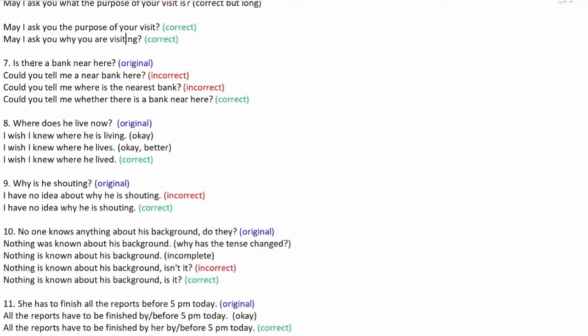Number 7. Is there a bank near here? All right. So could you tell me a near bank here? That's grammatically incorrect.